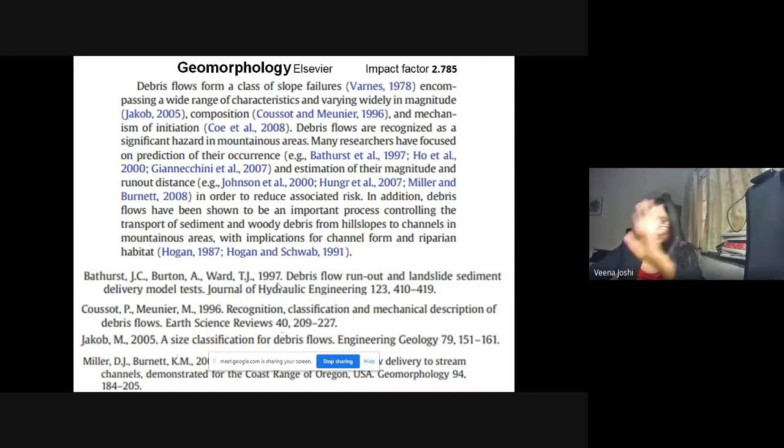Take the screenshot of all of them and read it at home, because let's not read it. Geomorphology 2.7. You will think 2.7 is so low. Most of the geography journals are of this. Now you see, Varnes 1978. While you are citing, you will be citing only the surname. No initial. Joshi 1975. Not Veena Joshi, not Joshi VU, but while writing here it will come either VU Joshi or Veena Joshi based on the form.